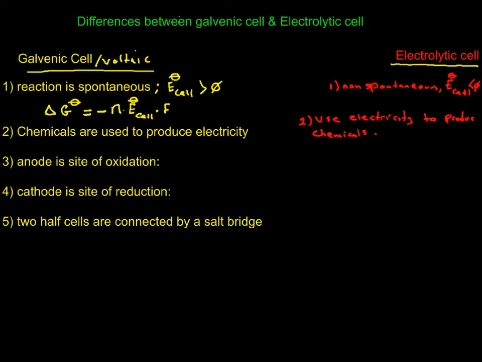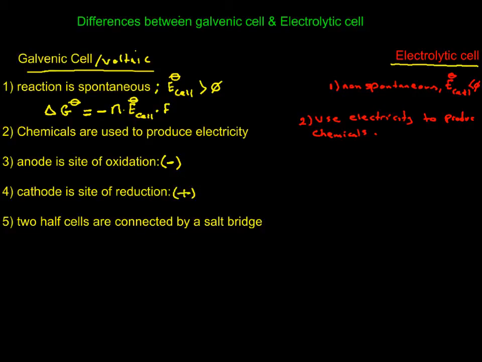Now anode and cathode have the same definition in both cases except for their signs. Anode is always the site of oxidation, except in a battery, in a voltaic cell, it's negative because you simply produce electrons on it. And in that case, the cathode, the other site, which is the site of reduction, becomes positive.